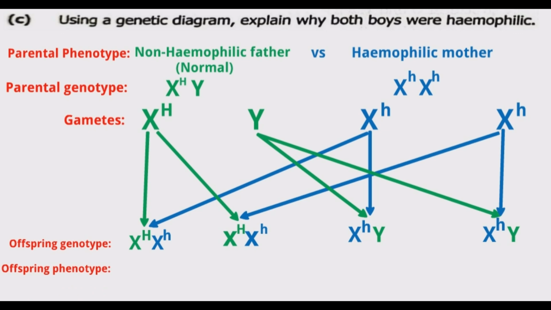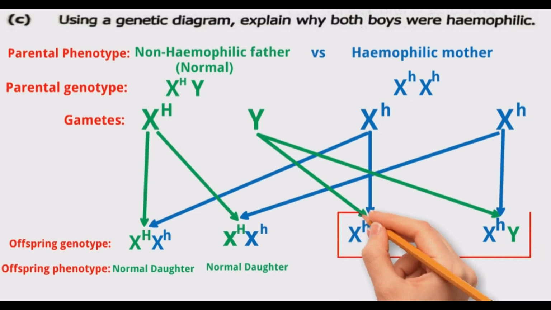When you look at the offspring genotype, we can see that XX is for the female, so these are daughters. The first child and the second child are daughters. So how are they going to be when you look at the offspring phenotype? They have got X with the capital H and X with the small letter h. These are normal. They are balanced. The same applies with the second child. So these daughters are normal. They have got normal condition just like the father.